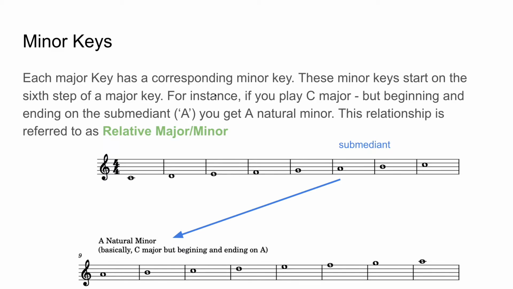Each major scale has a corresponding minor scale, a related minor scale. And the way we can work this out is if we take a major scale, I've got C major here. If we play C major, but beginning and ending on the submediant, on the sixth note of the scale, we get the relative minor of that major scale. So in this case, the submediant is A, and if I play the same notes as C major, but beginning and ending on A, we get A minor.